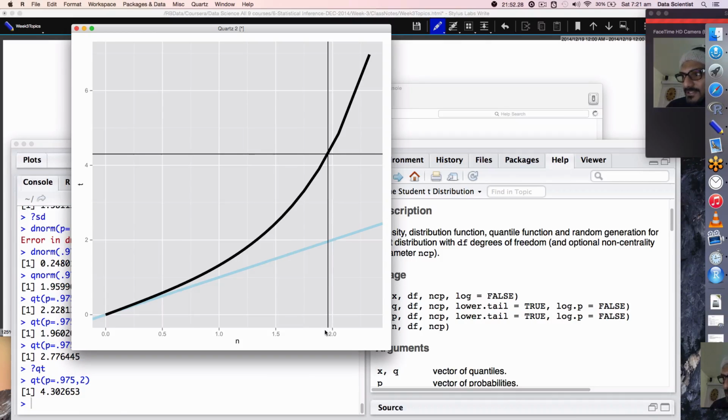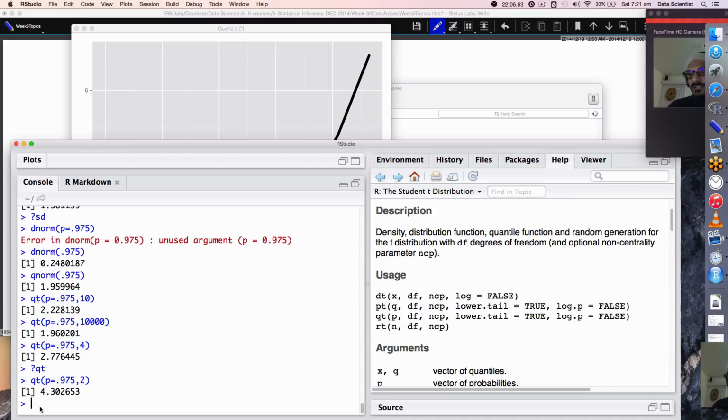So 1.96 on the normal distribution is equivalent to 4.3 on the t distribution. This is what this graph depicts: how the values change, how it starts deviating. Okay, the t distribution. All right.